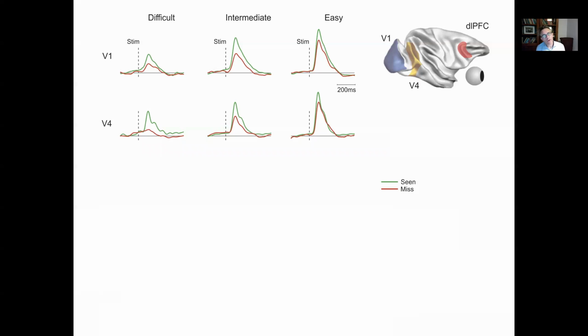We also recorded from area V4, and here the story is very similar. Again, a big difference between the seen trials and the missed trials. So again, information got lost en route to area V4. And also here we see that the easy missed trials actually elicit almost more activity than the difficult seen trials. So also a certain activity level in area V4 is no guarantee for a stimulus to reach conscious awareness.